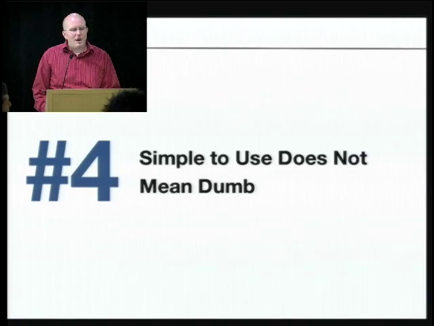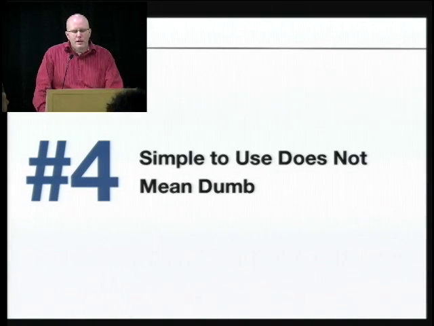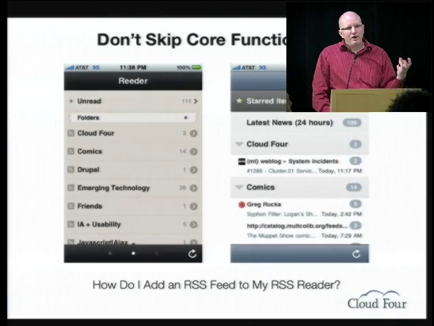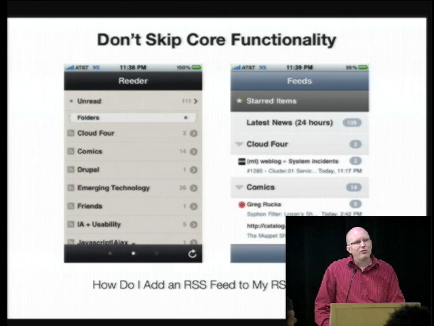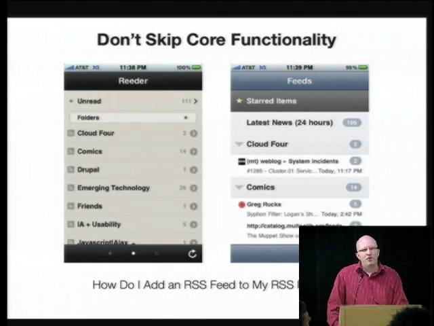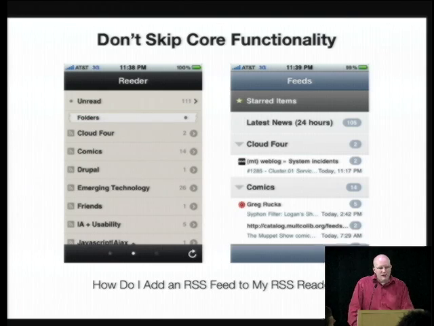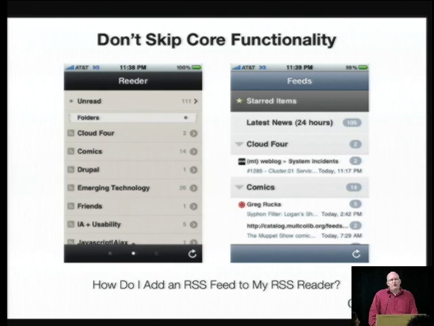Okay, simple to use does not mean dumb. So by this I mean don't skip core functionality. Assume that a certain set of your users are actually going to be on mobile devices as their primary device, interacting with your service. So why is it that none of the RSS readers allow you to actually add an RSS feed while you're on a mobile device? I can consume all the RSS I want, but I can't actually add an RSS feed.